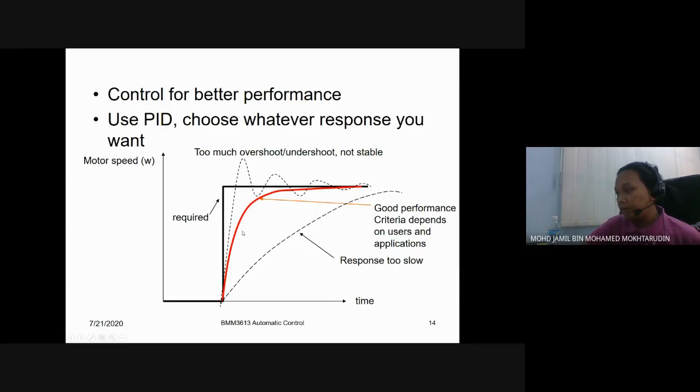But if you try to improve the time response by maybe increasing the gain, you will get overshoot, or if you try to reduce the overshoot, then you will get a very slow response here. It is very difficult to get the time response as in the black line, because you can either get an overshoot or your response is very slow. So we use PID to get a time response performance as close as possible to this required black line. The ideal one is the black line, and the red one here is the performance of your transfer function.